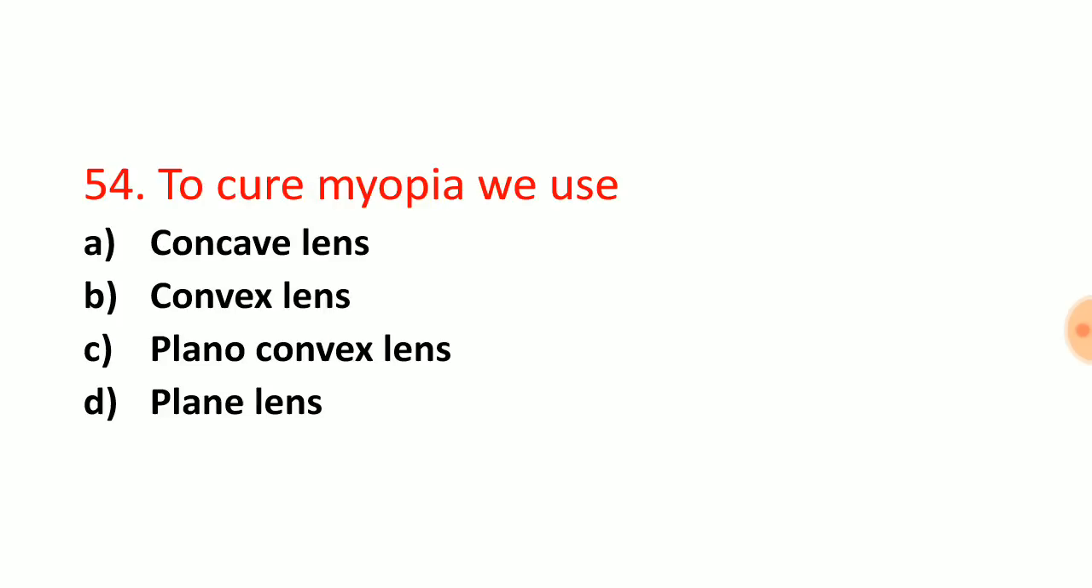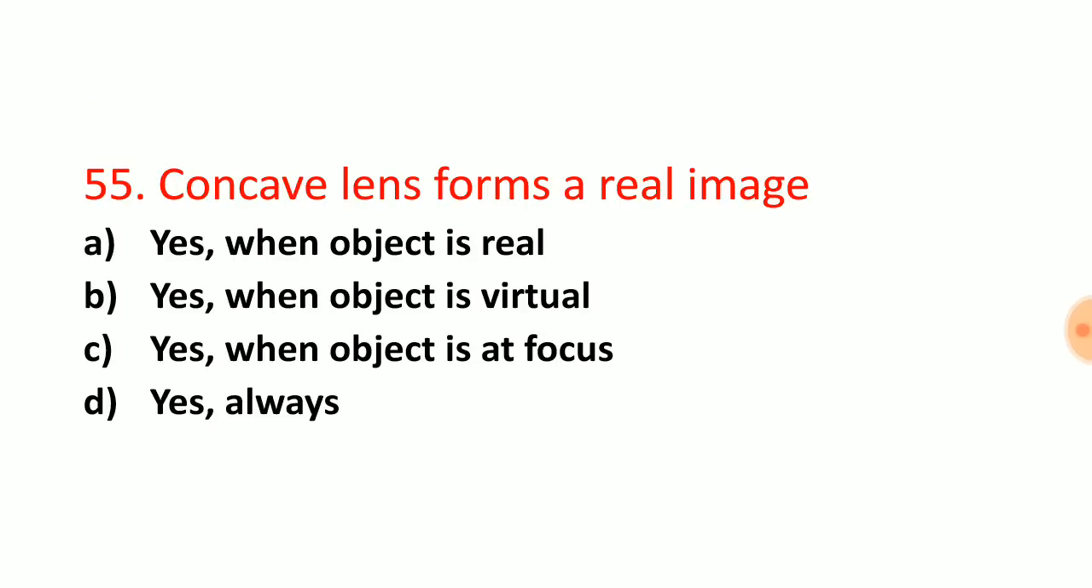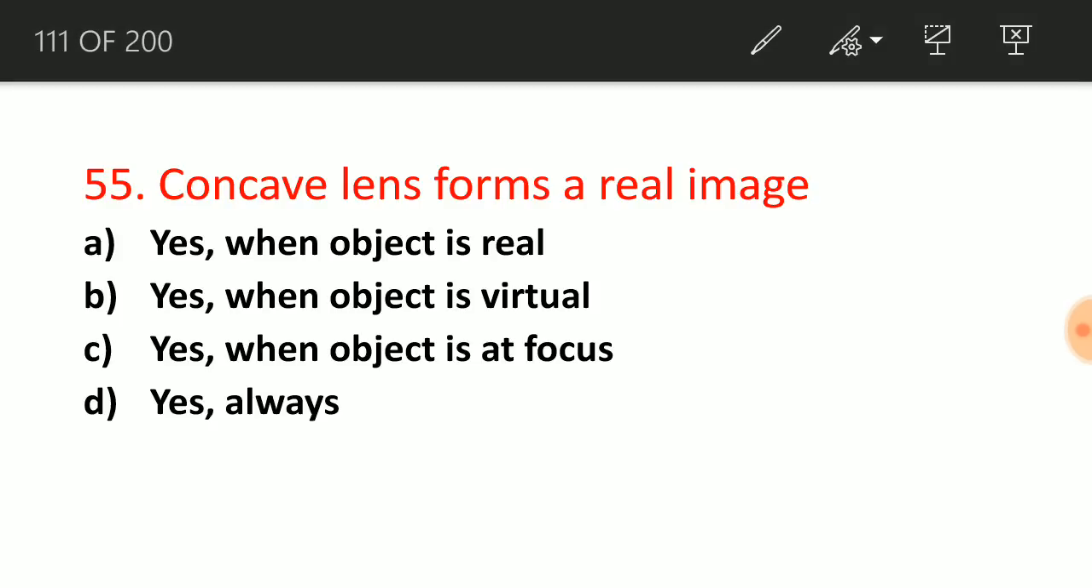Question number 54. To cure myopia, that is short-sightedness, we use the lens whose middle part is short, that is concave. In concave the middle part is short, so a concave lens is used to cure myopia. Question number 55. Can a concave lens form a real image? A concave lens always forms a virtual image, but it can form a real image if the object is itself virtual.